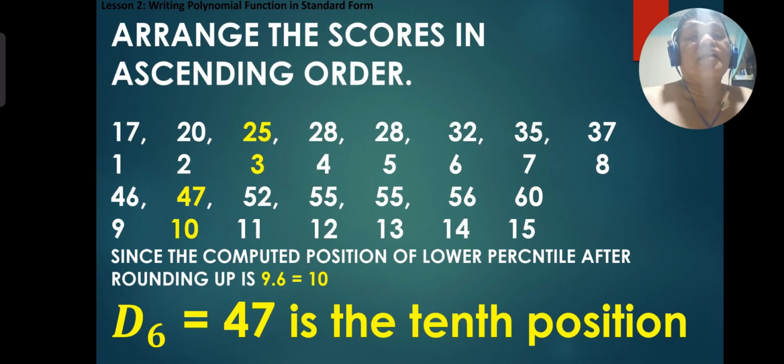And we again arrange the scores in ascending order. So you have 17, 20, 25 to 60, and the positions are 1, 2, 3 until 15. Since the computed position after rounding up is 9.6, that will be equal to 10. Therefore, decile 6, or the 6th decile, is equal to 47, which is in the 10th position.